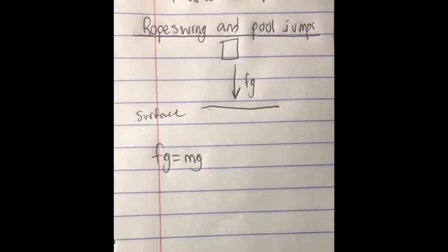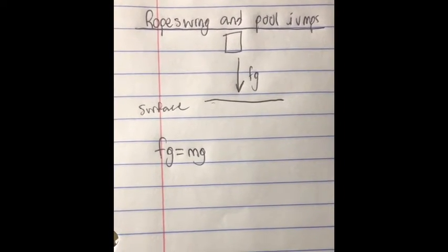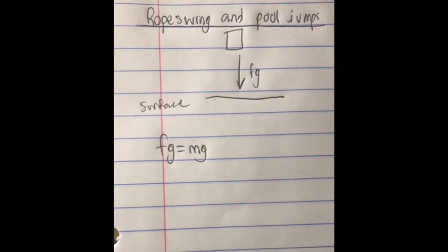But the past two scenarios with jumping off the rope swing and jumping into the pool specialize with the force of gravity. So the force of gravity can best be explained by mass times gravity, and that's how it's calculated. This is the downward force that pulls every object towards the surface of Earth at exactly 9.8 meters per second squared downwards, so negative. So this diagram best explains what was happening in the past two scenarios.